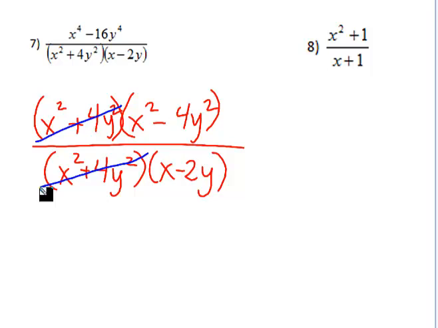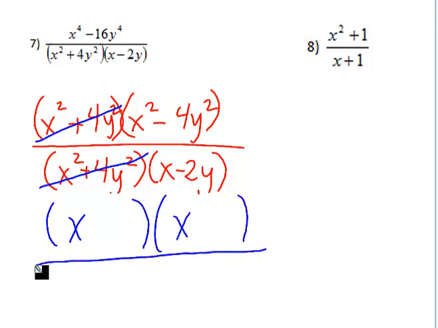Okay. Look at this remaining factor here of x squared minus 4y squared. Can we factor that one again? Yep, it's another perfect square, so we can factor that one again. Ooh, that looks a little funny. Take 2.